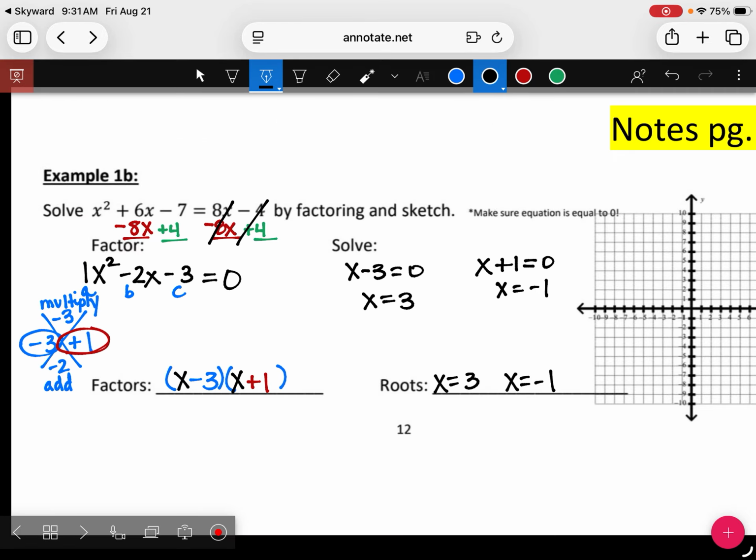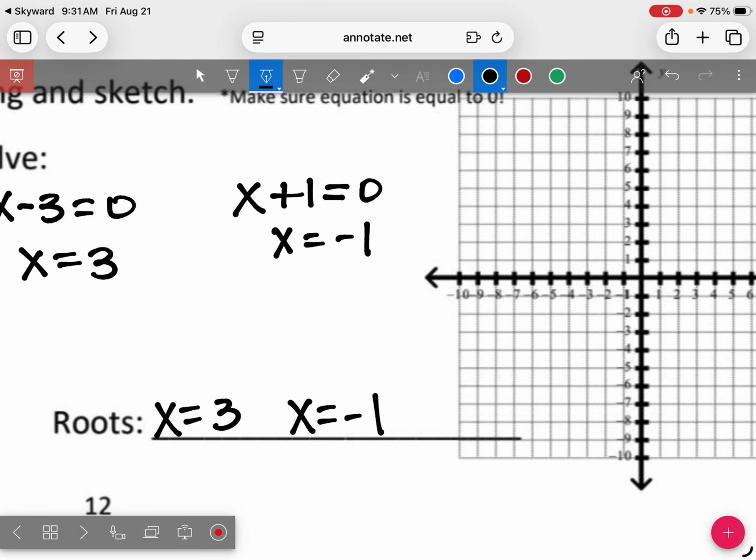Go ahead and make your sketch. One point is at -1. Another one is at +3. Draw your smile. This is not accurate. I want to keep reiterating that. We don't know where the vertex is. I don't know where it does a U-turn unless I do axis of symmetry and plug that number back in.